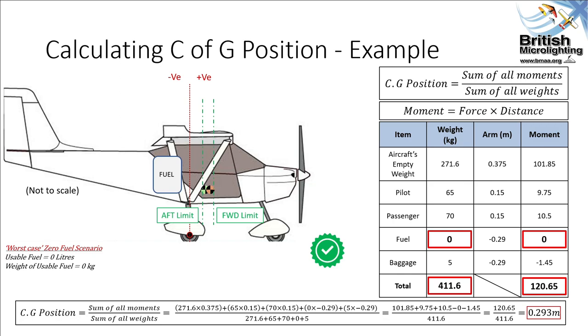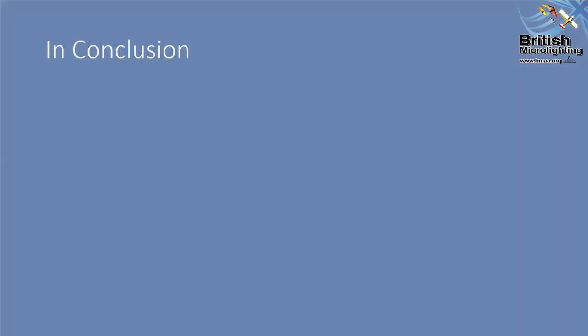Now, while this diagram isn't completely to scale, it does give a visual idea of how small the safe CG window is, which hopefully emphasises how important it is to be accurate and thorough with CG calculations. This concludes this guidance video on performing a pre-flight CG calculation for a three-axis Microlight aircraft. Thank you very much for watching, and we shall end with some closing points to summarise.